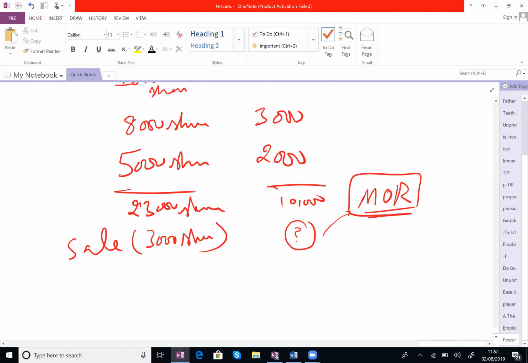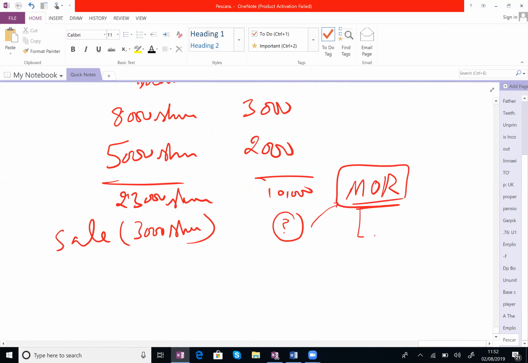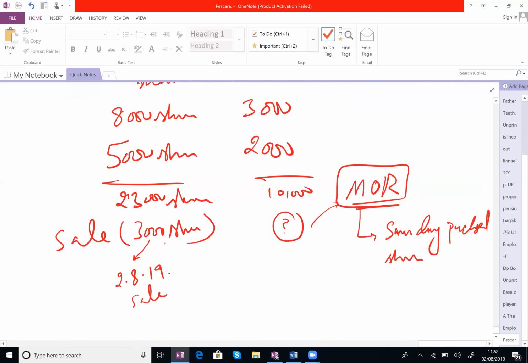According to this rule, you will first check the same day purchased shares. Same day means, for example, I am selling these 3,000 shares on 2 August 2019. That is the sale date. Now you have to check whether on the same date you purchased any shares, and write down the cost of these shares.